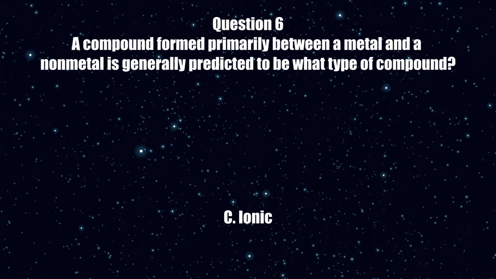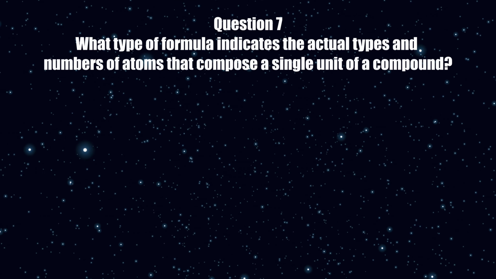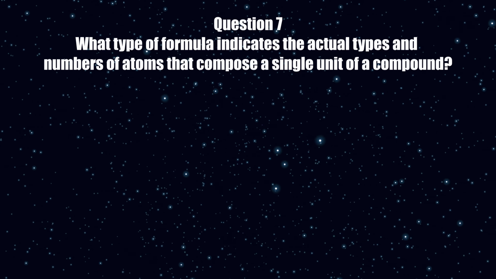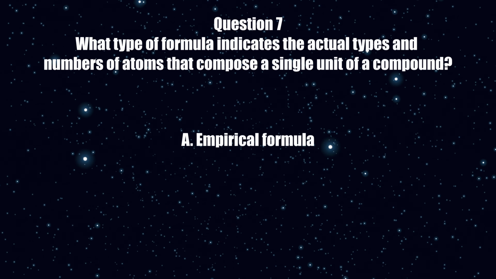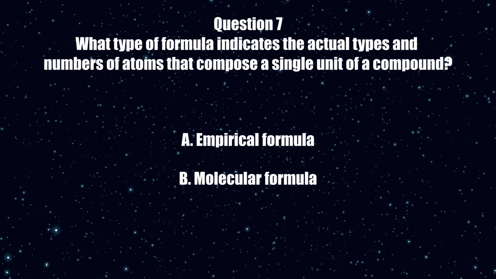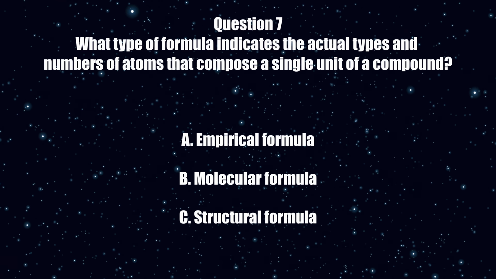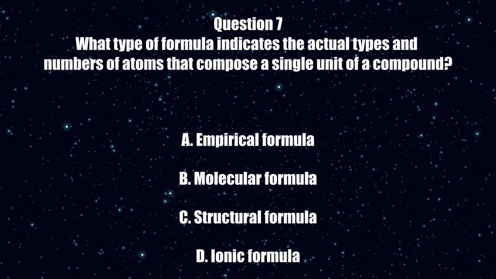The correct answer is C. Ionic. Question 7. What type of formula indicates the actual types and numbers of atoms that compose a single unit of a compound? A. Empirical formula. B. Molecular formula. C. Structural formula. D. Ionic formula.